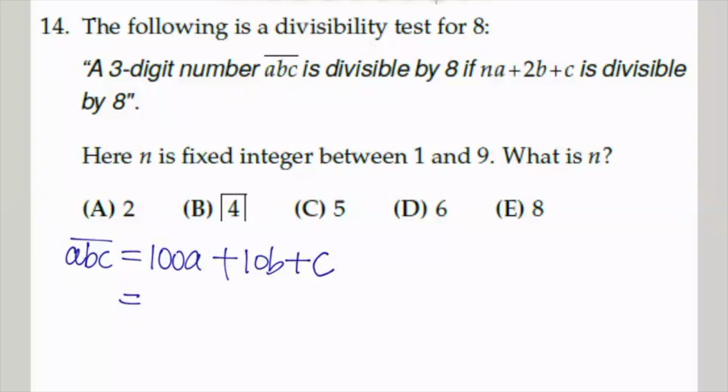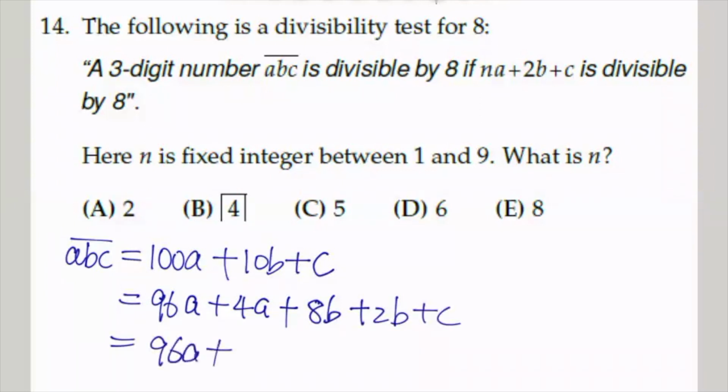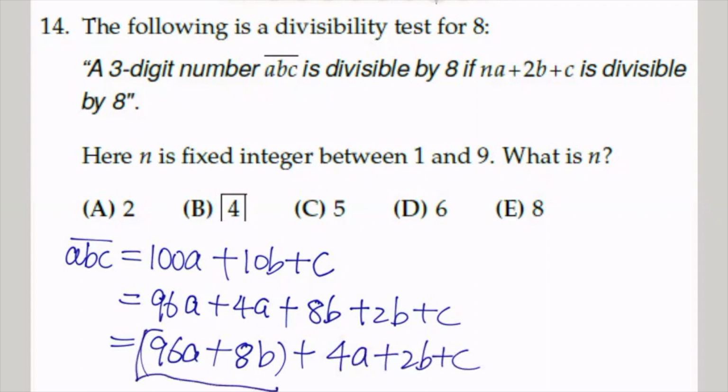Okay, from 100A, we can take out a multiple of 8. The largest multiple is 96 times A. Then we have 4A. Then from 10B, we can take out 8 times B. Then we have 2B left, and then C. So now let's put together the parts that are divisible by 8 already: 96A plus 8B, and then we have 4A plus 2B plus C. The first group is already divisible by 8. So we just need to know whether the second group is divisible by 8 or not, which is exactly what this test is doing. By comparing them, we know that N is 4. So the answer is 4.